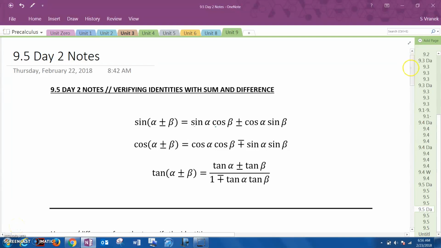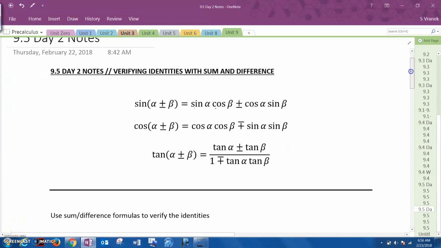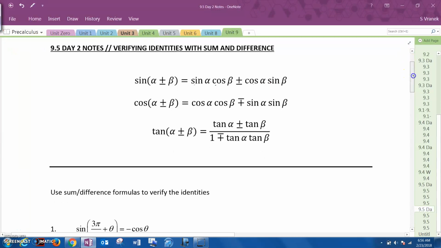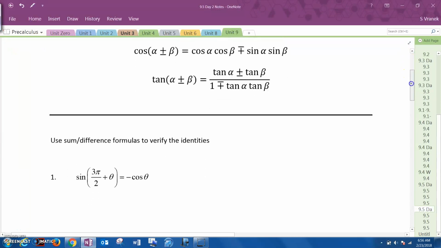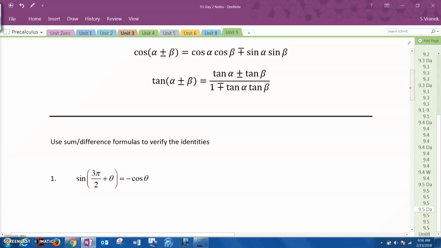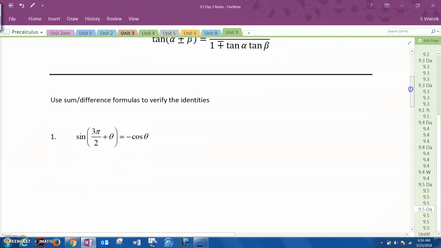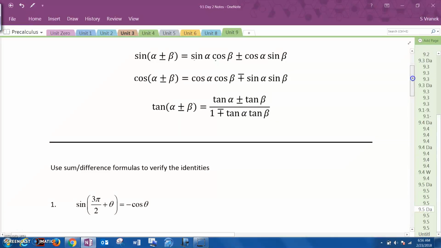Alright class, today we're doing sum and difference, verifying with sum and difference identities, our formula. So what we're doing is we're basically doing our identities again, our proofs that we were doing before, but with this formula. It actually makes it easier. Okay, so we're going to use the formula to expand it and then show that it equals the other side. So again, there's your formulas.